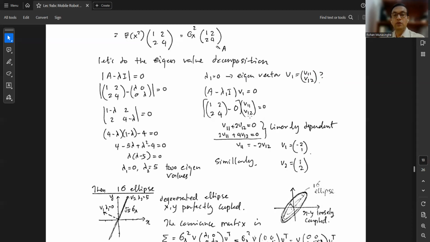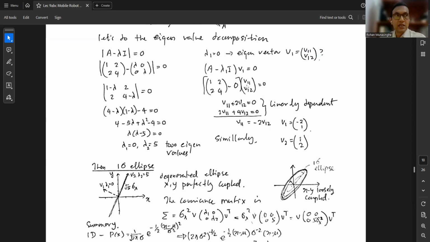So that is V11, V12, all things equal to 0. Once you expand this into two equations, you get V11 plus 2V12 equal to 0. The other one is 2V11 plus 4V12 equal to 0. And you will see that these two equations are linearly dependent, which means it's the same equation written twice after multiplying by a certain factor, right?